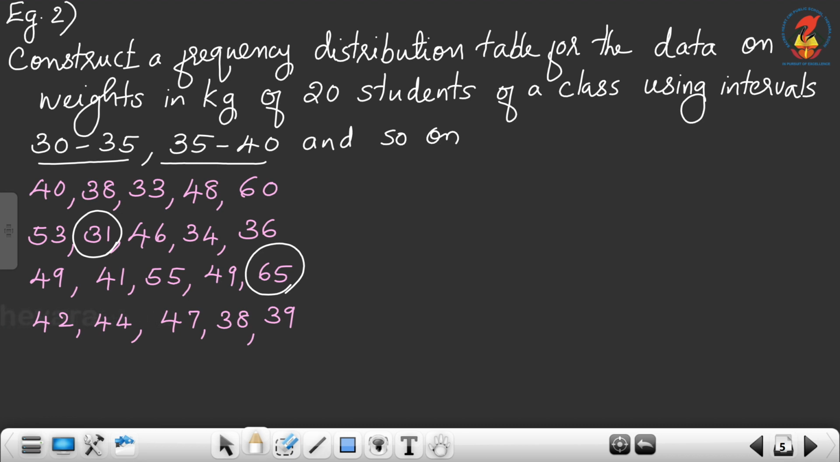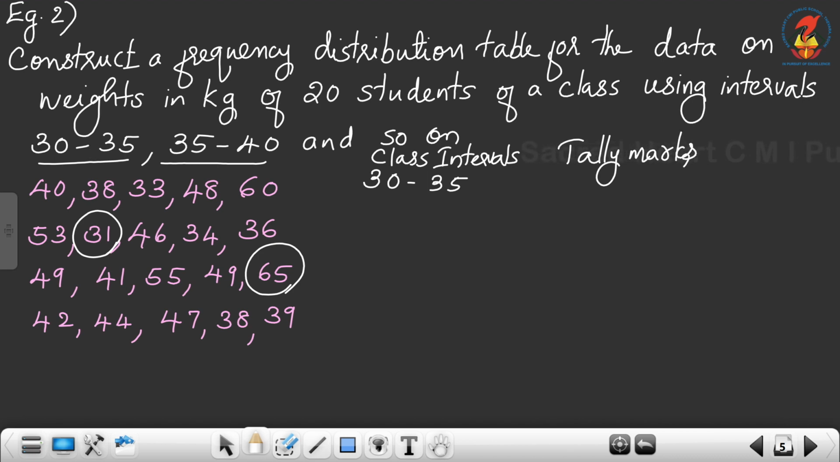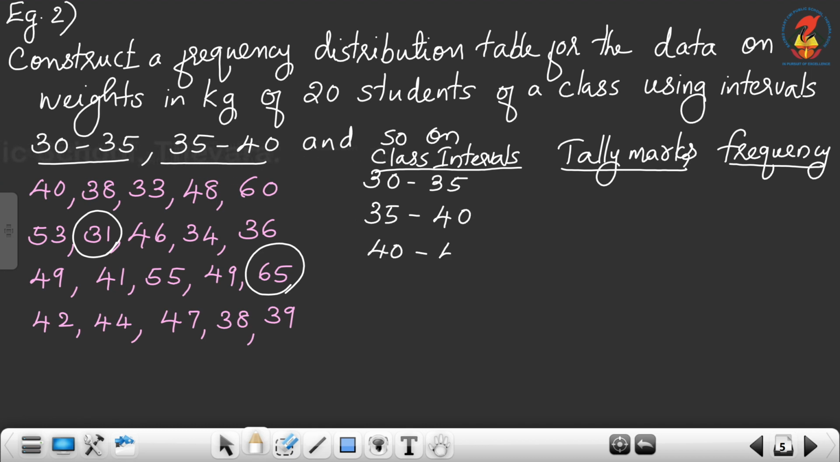The class intervals are already given here. So we can write 30 to 35. The first column we can write as class intervals, the second column is known as tally marks, and the third column is the frequency. Now the first class interval is 30 to 35, then 35 to 40, 40 to 45.